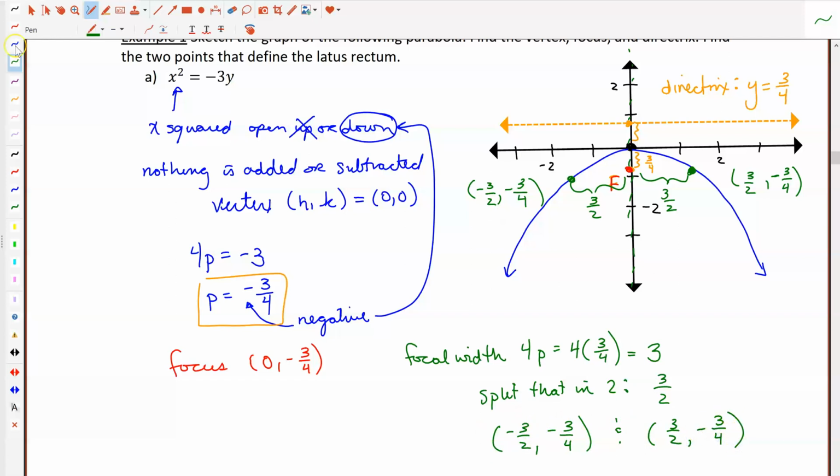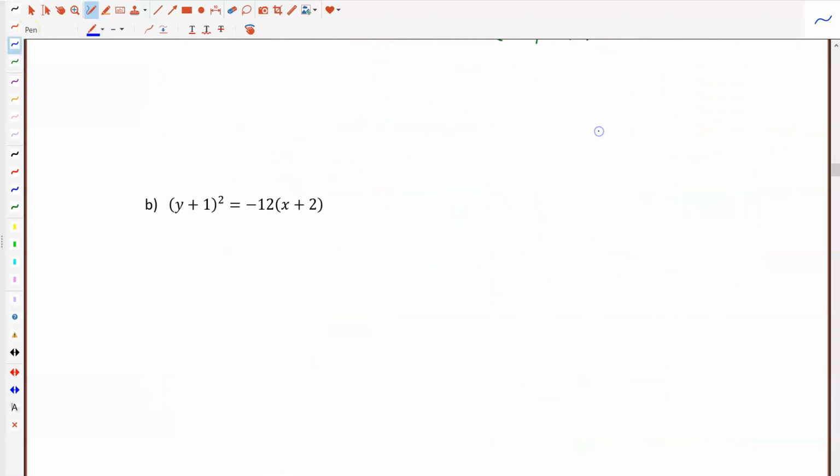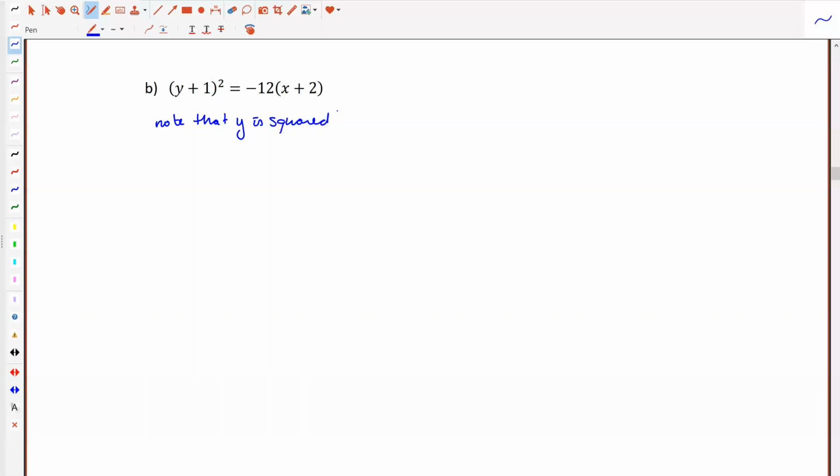On this next one, let's take a look at something where the vertex is not going to be at the origin. We have the equation (y + 1)^2 is equal to -12 times the quantity (x + 2). A couple of things to first notice. I want you to notice that the y is squared. In the cases where the y is squared, those will either open left or right. For this one specifically, the value for 4p is found on the other side of the squared term. In this case, it's going to be -12. Dividing both sides by 4, we get p is equal to -3.